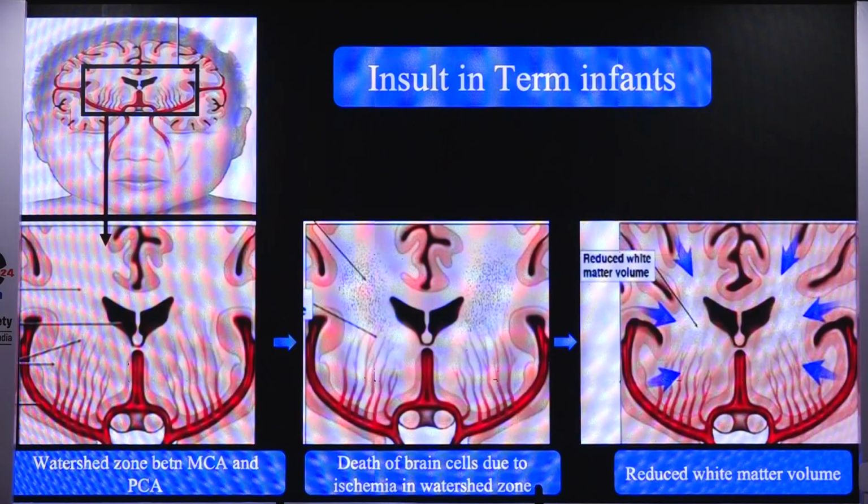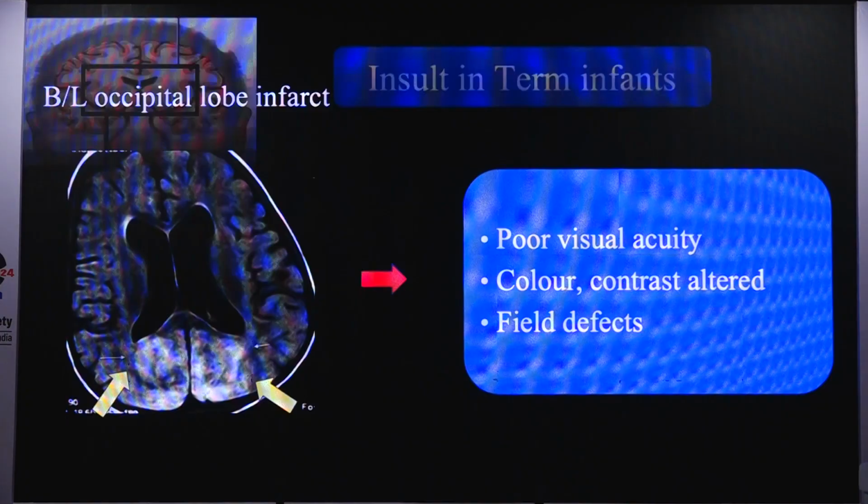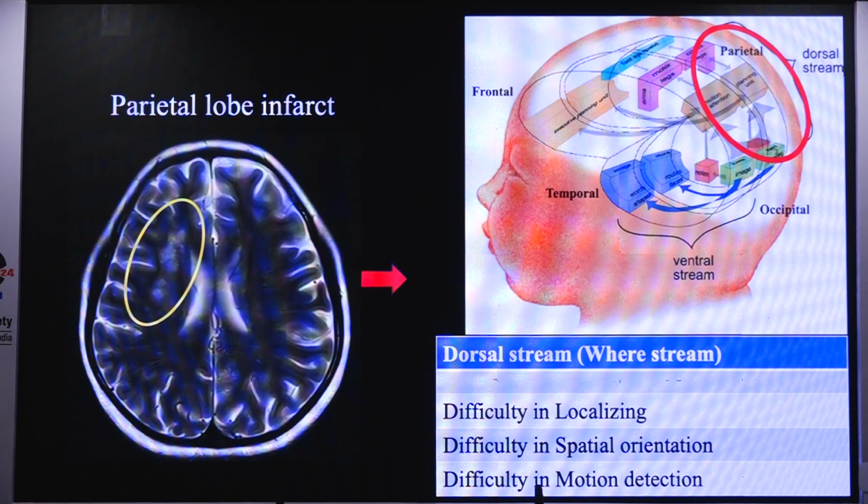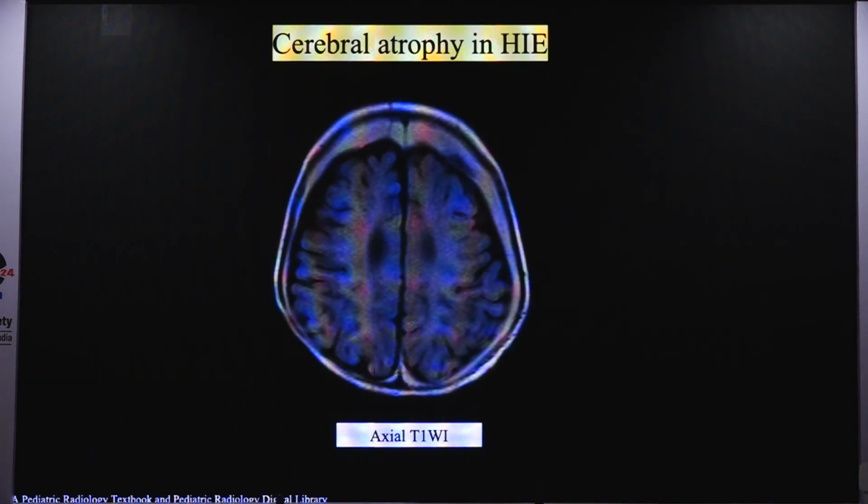In term infants, you have injury or insult to the watershed zone between the MCA and the PCA territory, and death of cells can lead to ischemia in the watershed area, leading to reduced white matter volume, or they can have infarcts in the bilateral occipital lobe, which can affect color and contrast vision and their field of vision. They can also have infarcts in the parietal lobe, which we have already seen affects the where stream, or they can have a diffuse cerebral atrophy.